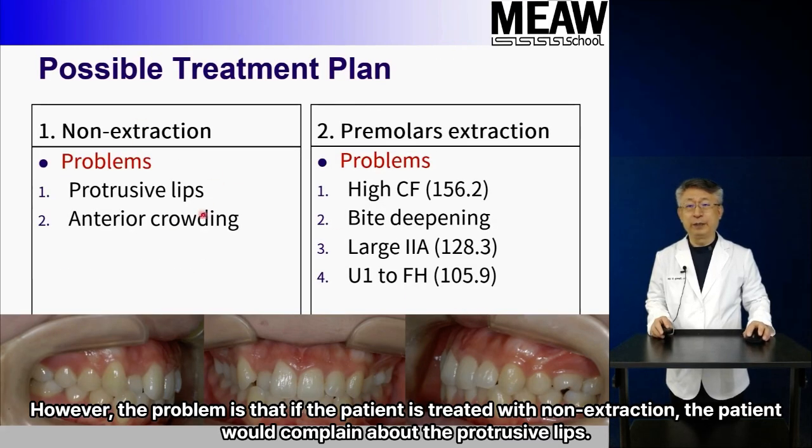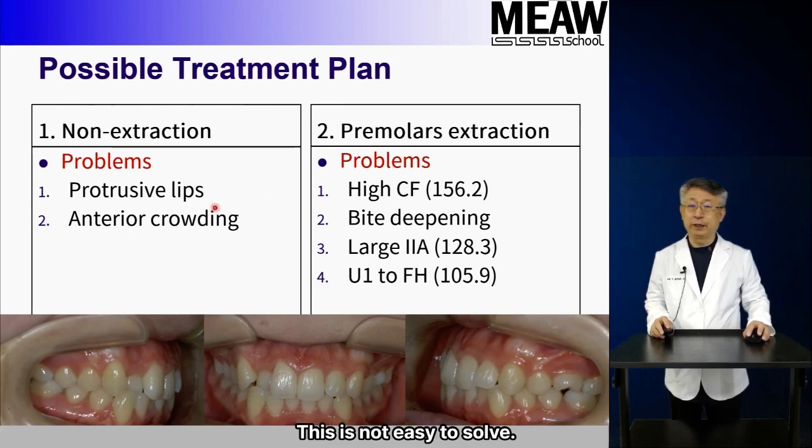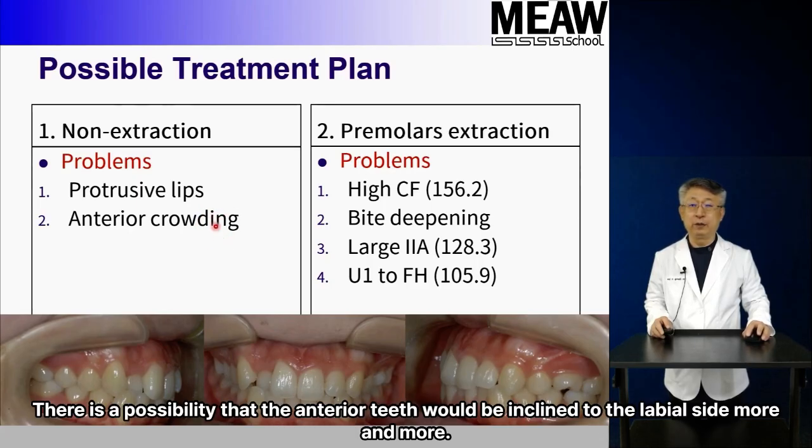However, the problem is that if the patient is treated with non-extraction, the patient would complain about the protrusive lips. This is not easy to solve. There is also anterior crowding at this point. There is a possibility that the anterior teeth would be inclined to the labial side more and more.